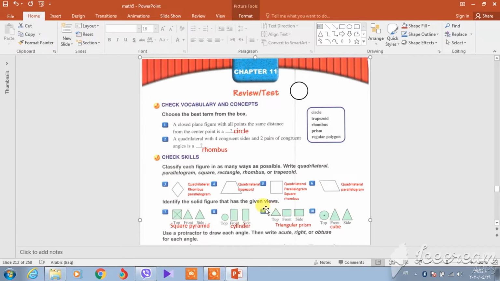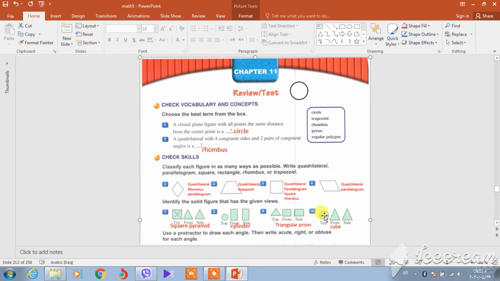And question 9. If we look, we have the square from the top. From the front we have a rectangle. From the side we also have a rectangle. This type is a triangular prism.